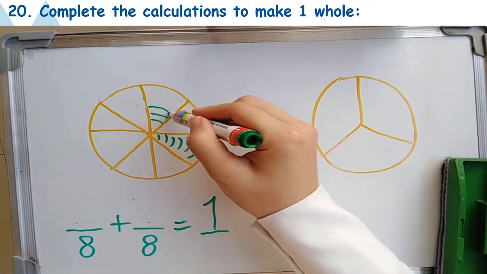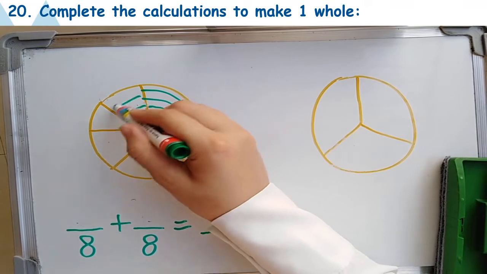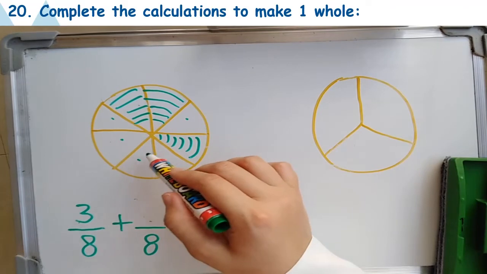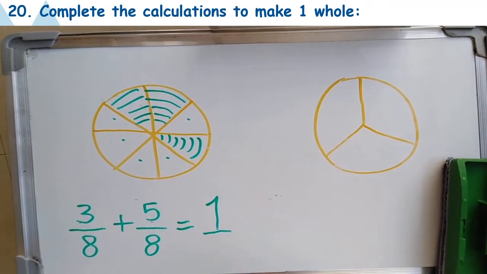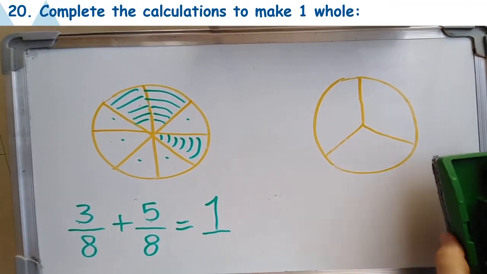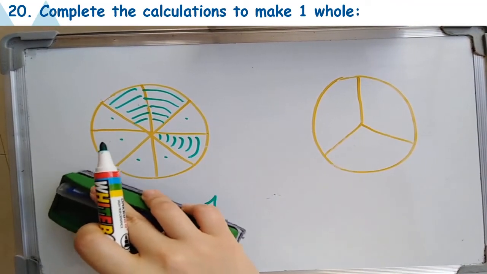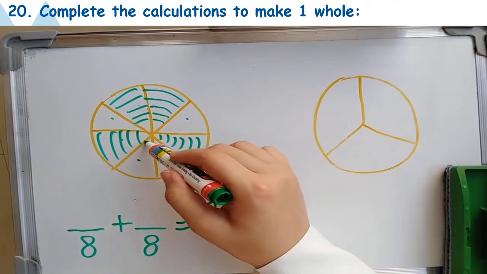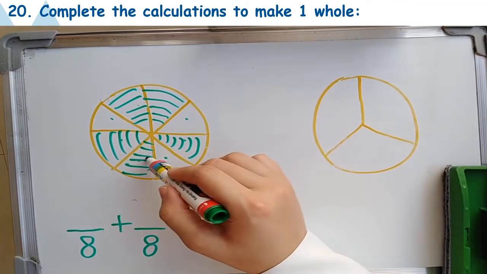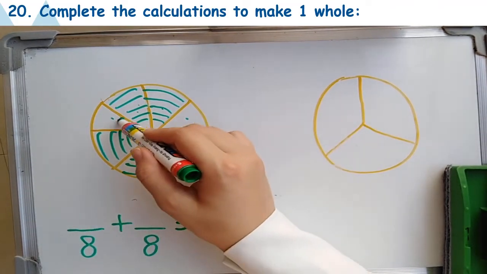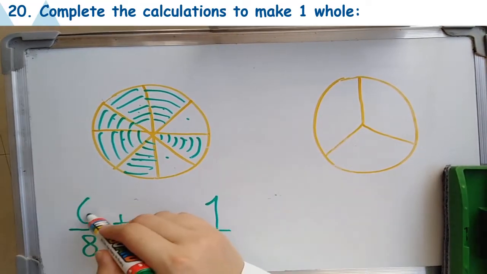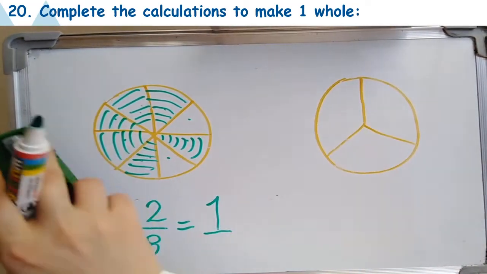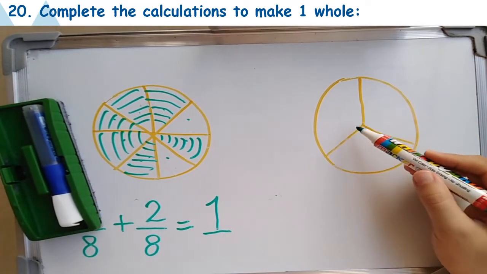Now let us take another option. I can shade 3 out of 8, and the unshaded will be 5 out of 8. Still, 3 out of 8 and 5 out of 8 are equal to 1 whole complete circle. Another option, and these options are all correct, by the way, can be shading 6 parts out of 8. And the unshaded parts will be just 2.